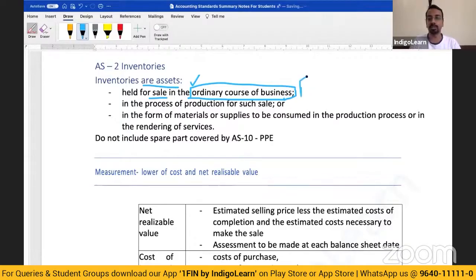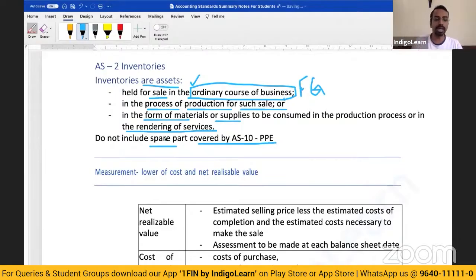This one covers finished goods. Sorry for the handwriting because I'm using the cursor. Otherwise, I'll type it out. Then they are in the process of production for such sale, basically your work in progress, and they are in the form of materials or supplies to be consumed in the production process or in the rendering of services. Okay, so three items covered: finished goods, work in process, materials, and supplies. This could be lubricant oils, this could be some small spare parts which are used in the production. Okay, and they do not cover spare parts which are covered by accounting standard 10 PPE.